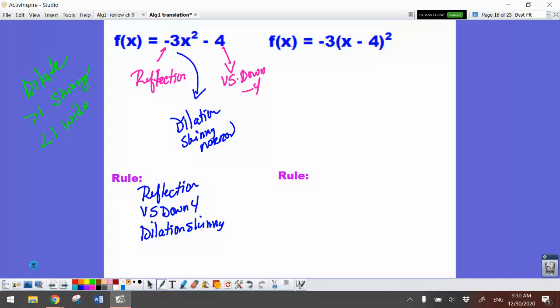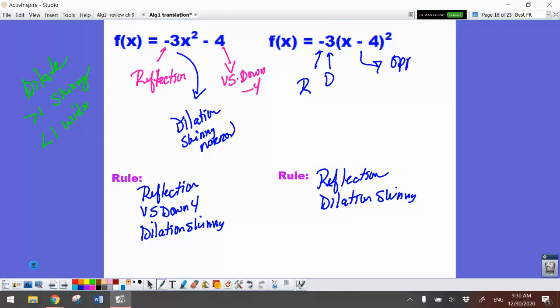All right, what about the next one? Well, 2 of them are going to be the same. I see that it has this and this that are the same. So this is still going to reflect, this is still going to dilate. So I still have a reflection and I still have a dilation that's still going to be skinny. And if I remember, this one, it has to be opposite. So HS plus 4. So a horizontal shift to the right of 4.